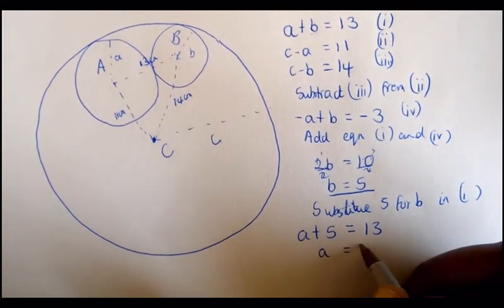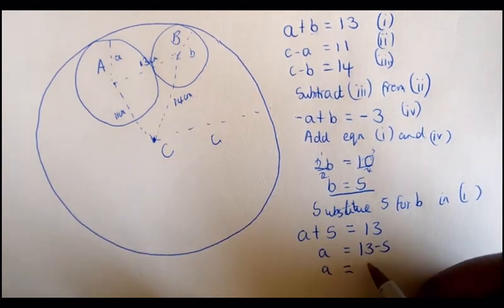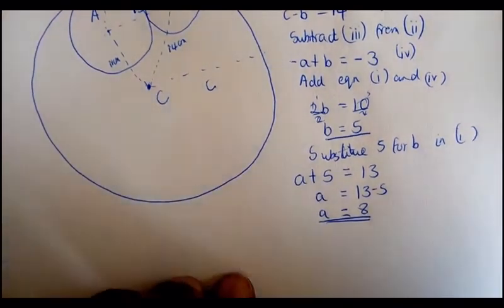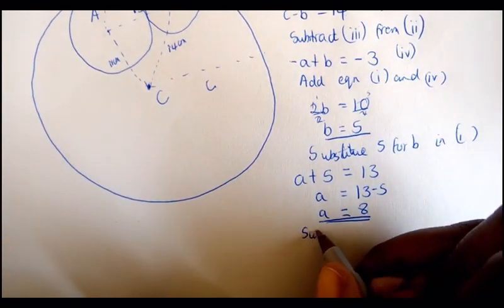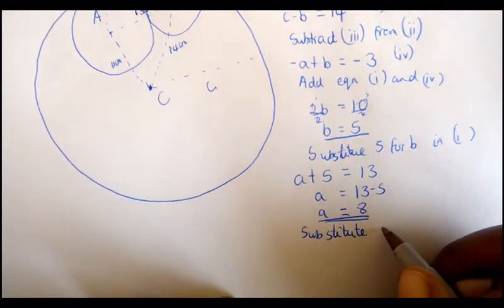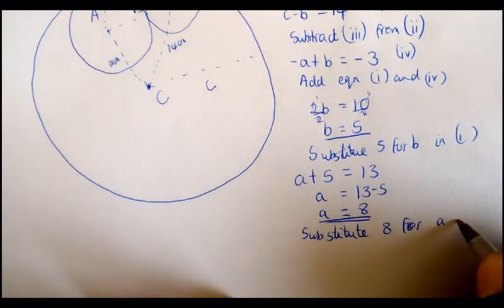So a is equal to 13 minus 5. So a is equal to 8. So we now have a and b. Now for c, we substitute 8 for a in equation 2.